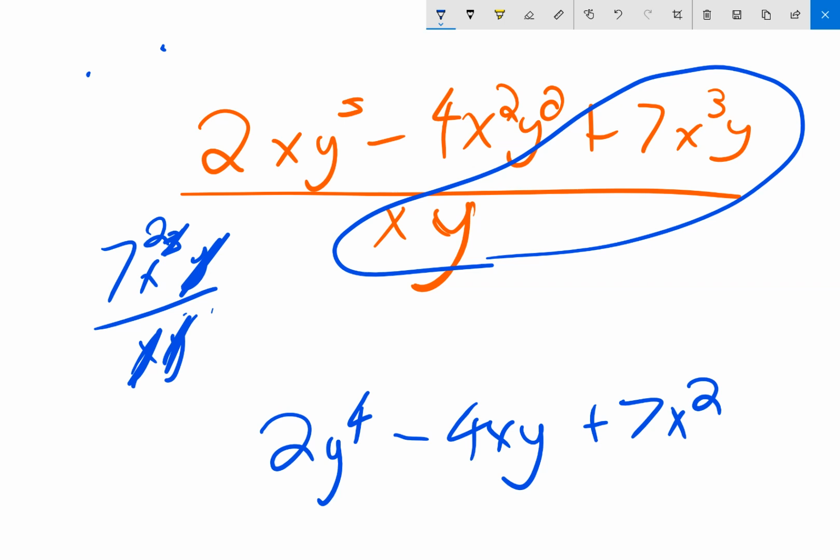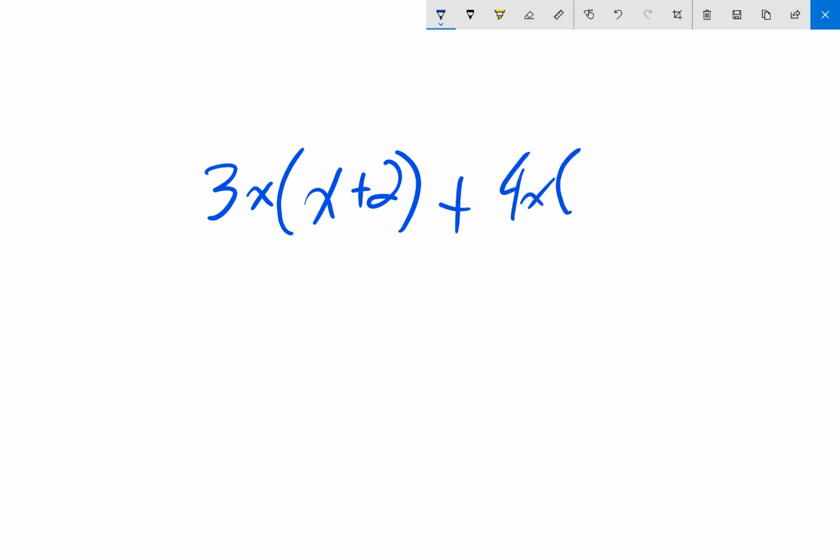Number 7, let's talk about number 7. This is a complicated looking problem, but it's nothing different than what we did in the first couple problems. So we have, let's say, 3x times x plus 2, and then we'll add 4x times 2x squared minus 4x plus 3. I'm just going to make one up again.